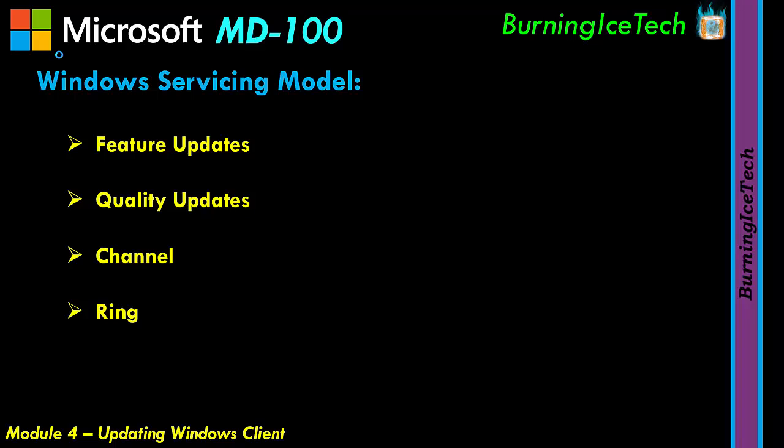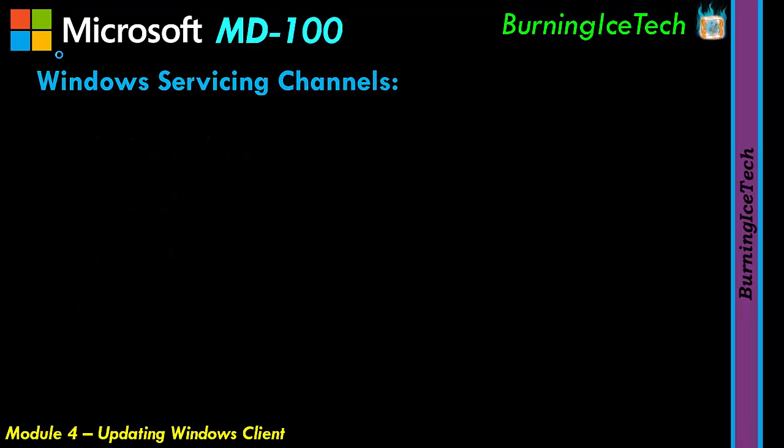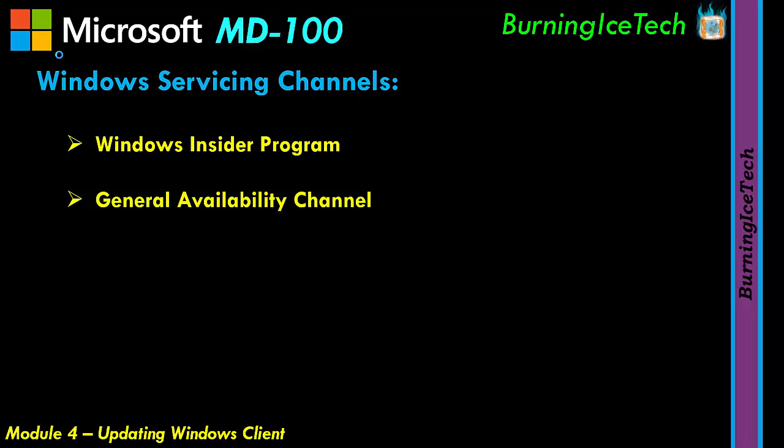Alrighty, now that we listed all four things the Windows servicing model consists of, now we can get to those three things I mentioned earlier with regards to channel. So, the Windows servicing channel. What were those three things I mentioned earlier? Yes. The first was Windows Insider Program. The second was General Availability Channel.